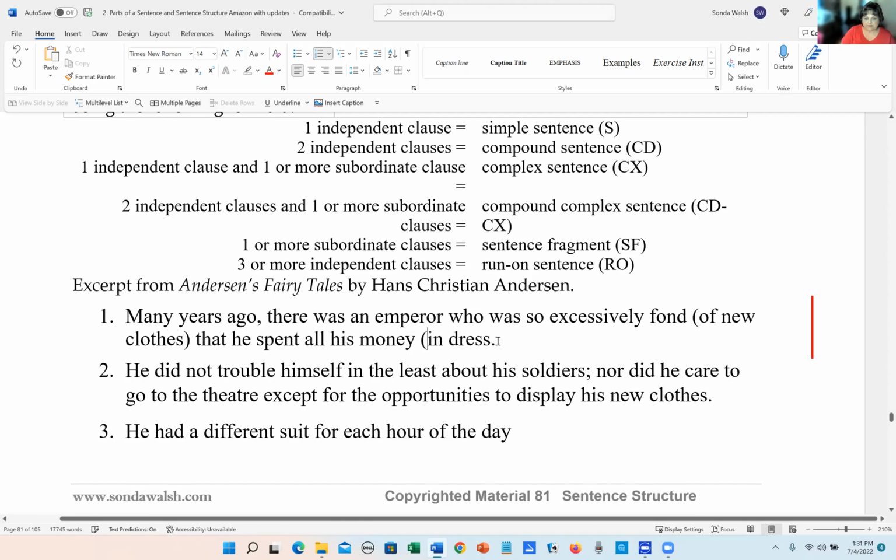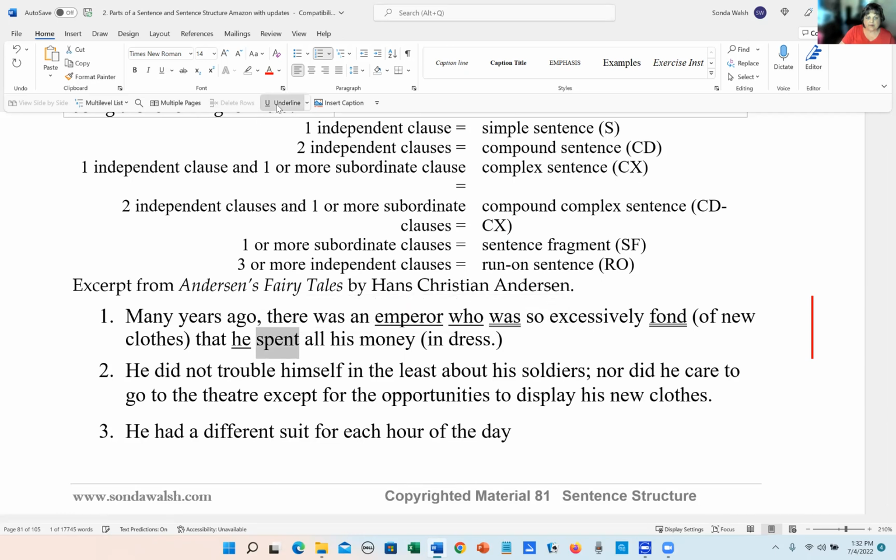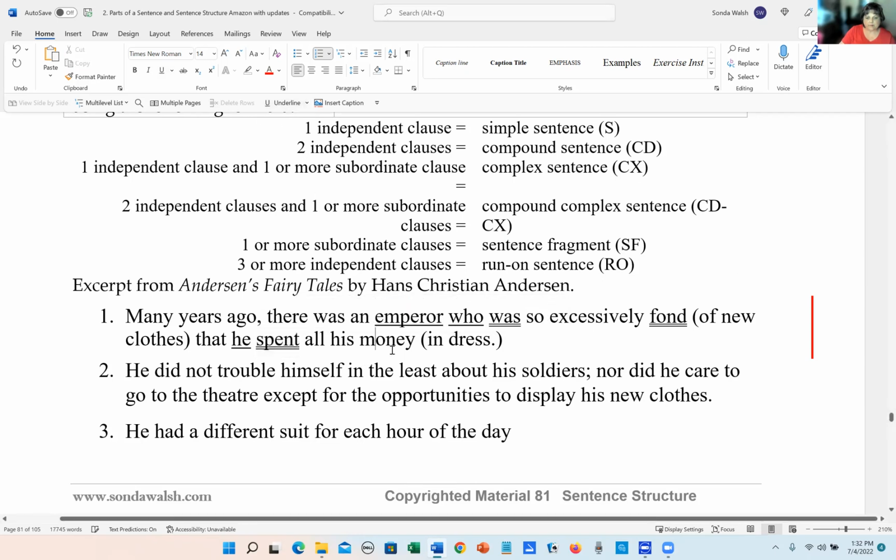All right, we found our prepositional phrases. I didn't see any infinitive phrases. Let's find our subjects and verbs. Emperor is a subject. Who is a subject. Was is a verb. Fond is a verb. He is a subject. Spent is a verb. Okay. So who was so excessively fond of new clothes?